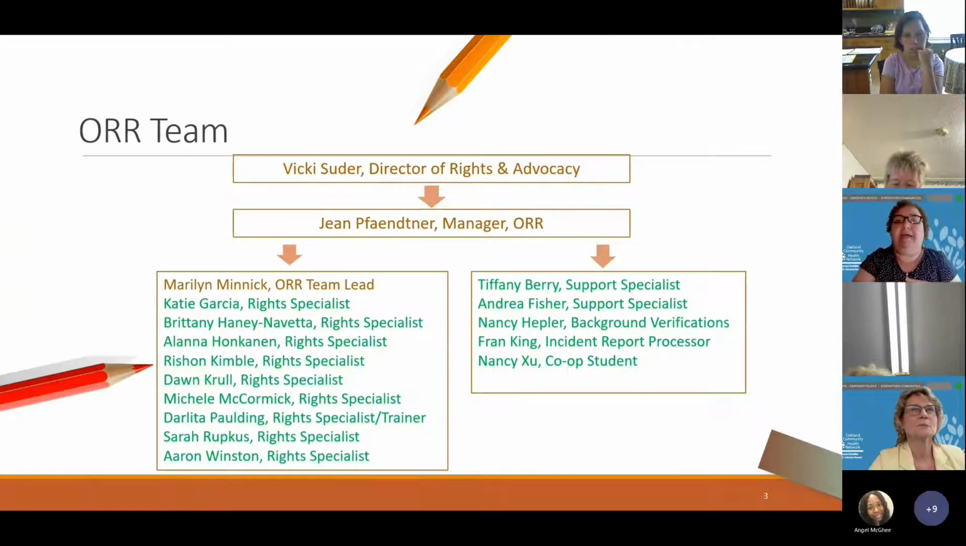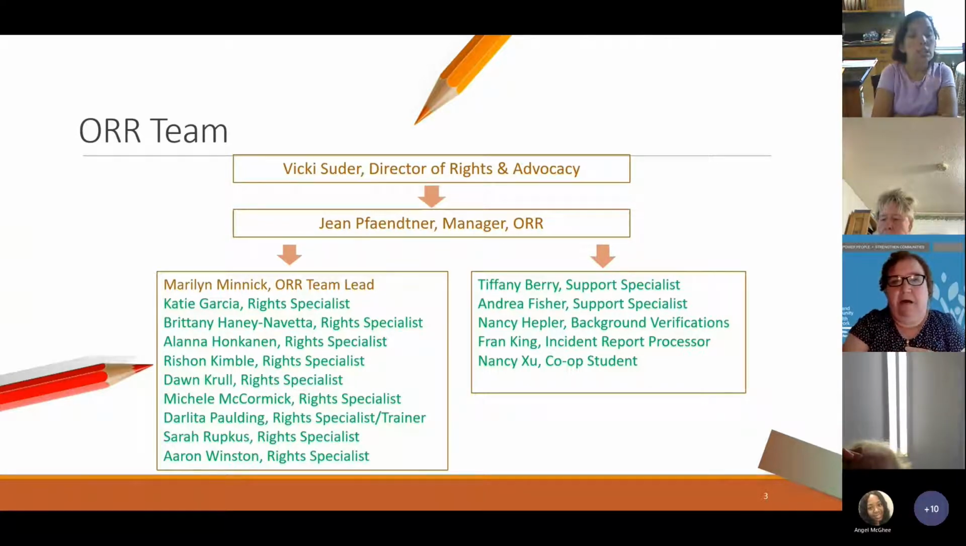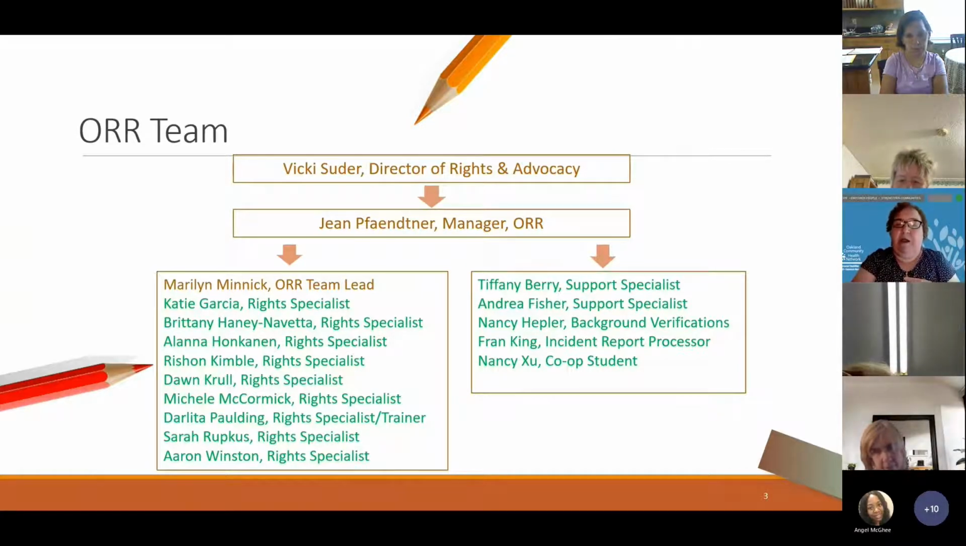So this is our ORR team. We are located within the main building of Oakland Community Health Network, and we have a 16-member team. There's Vicki and myself, and then we've got 10 people who are called rights specialists. One of them is a team lead, and she also helps me out with administrative functions. These rights specialists do investigations and go out into the community and do all kinds of neat things that we're going to be talking about in a little bit.